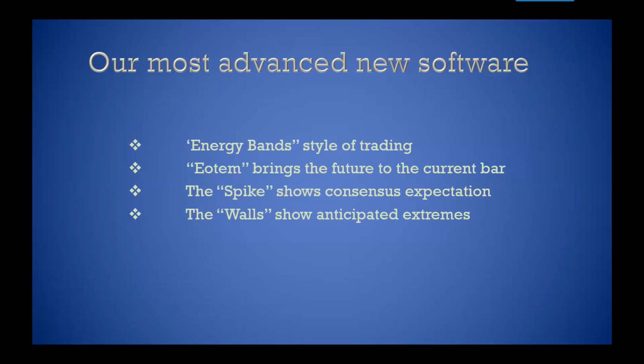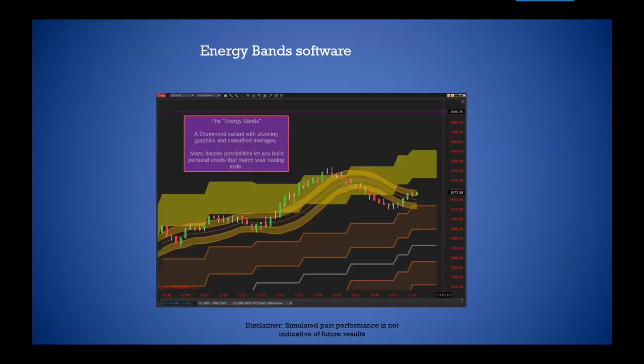Then there's an element of EODM called the spike that shows consensus expectation, and another one we call the walls, which show extremes. So the energy band software on NinjaTrader would look like this. You see the familiar channel system, and these are the higher time period overlays you see below it, but the graphics are very nice.